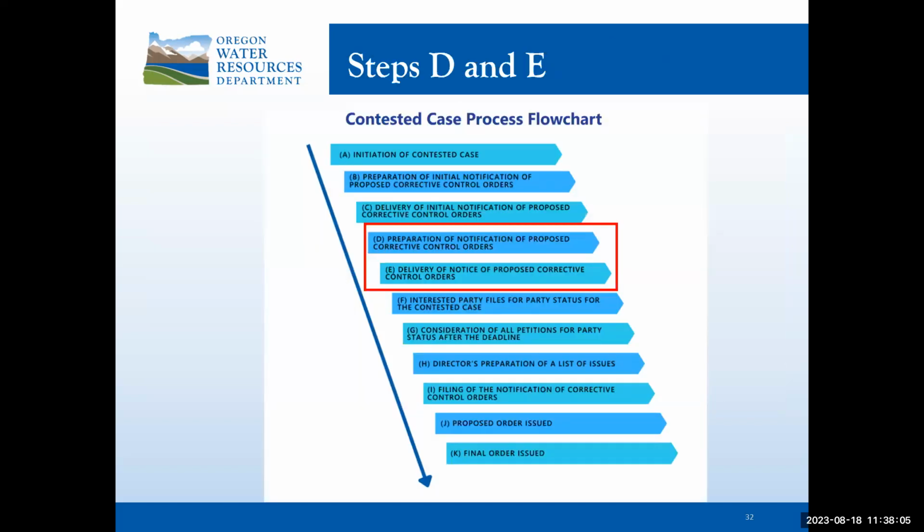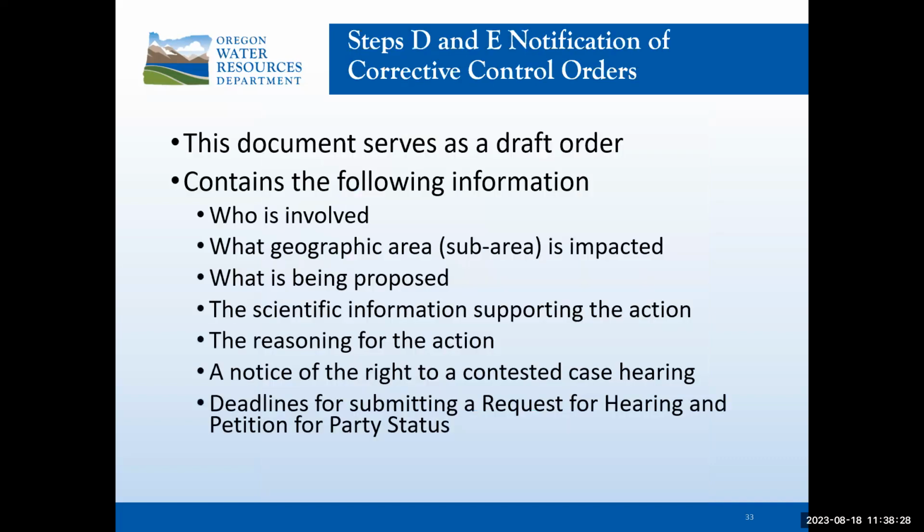So then we move on to steps D and E, and that's the preparation of the notification of proposed corrective control orders and the delivery of that notice of proposed corrective control orders. Essentially, that first step was saying, hey, this is coming. And now here we're actually sending out that draft order. So this document is going to serve as that draft order.